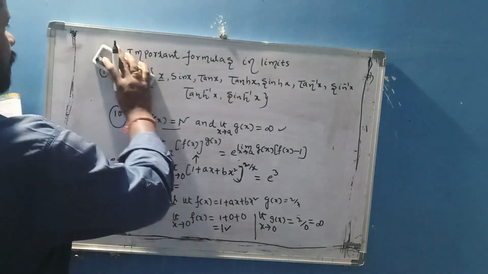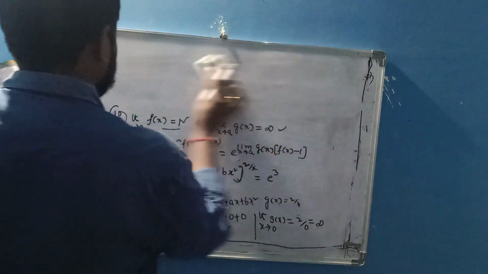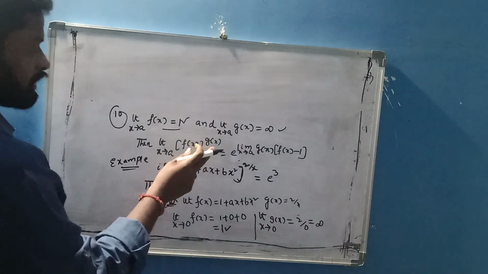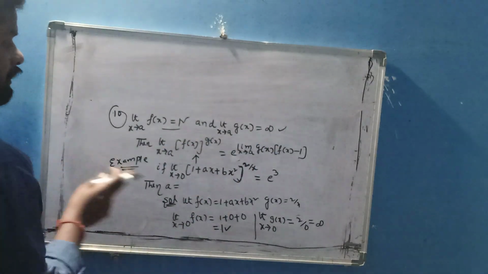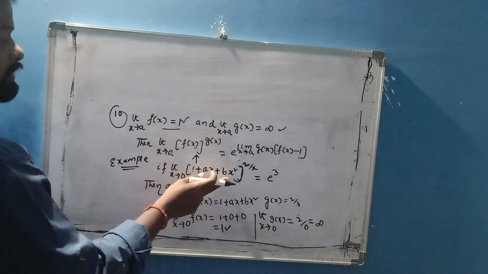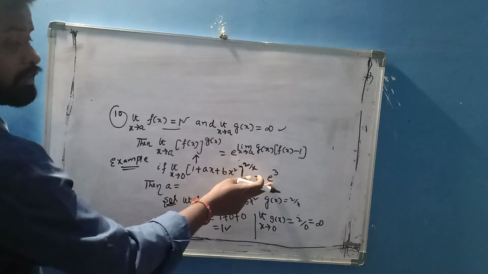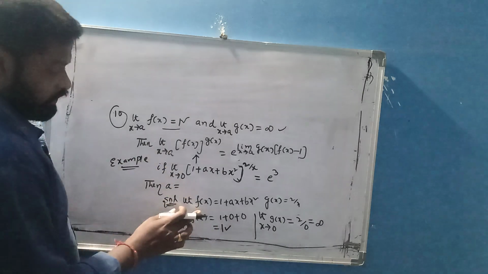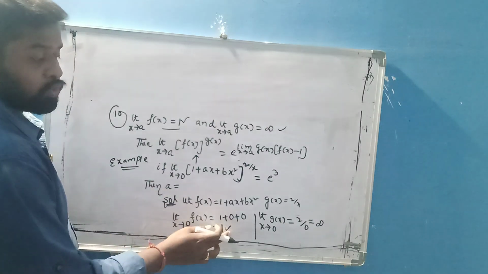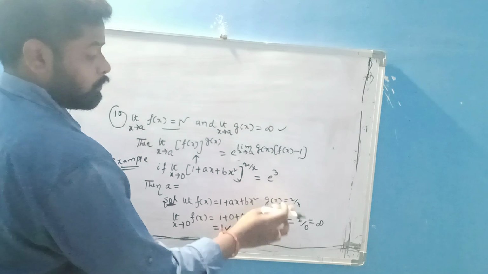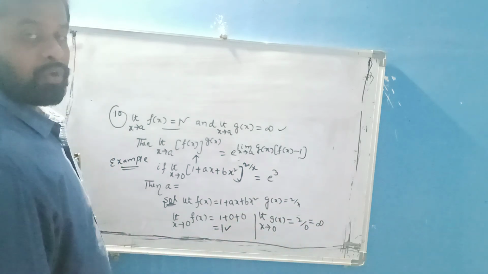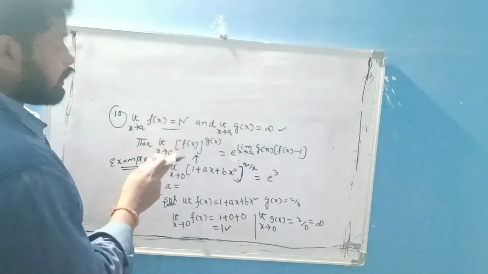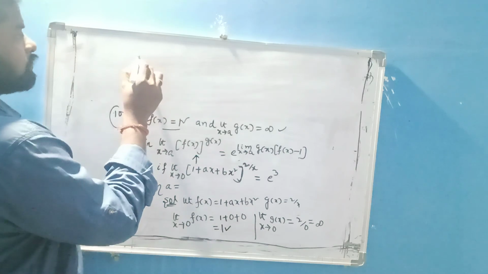After applying that condition, what is the value of a? What is the question? If limit x tends to 0, 1 plus ax plus bx square whole power 2 by x equals e power 3, then a equals what? We already verified limit x tends to 0, f of x equals 1, and limit x tends to 0, 2 by x equals infinity. Two conditions are verified. Now, what is the condition?